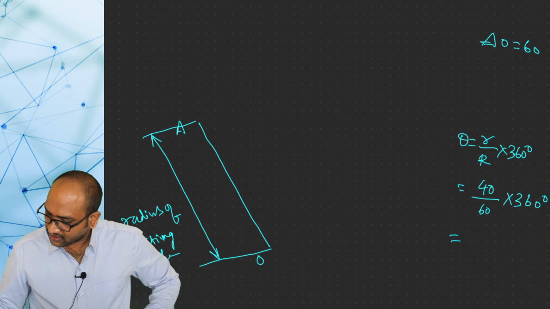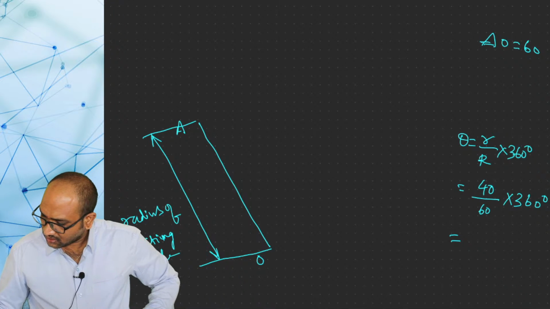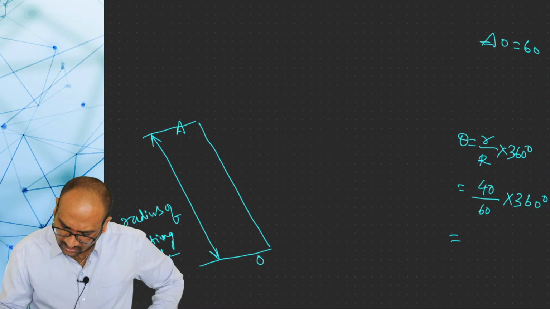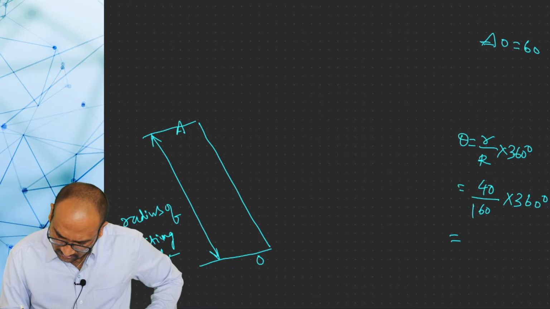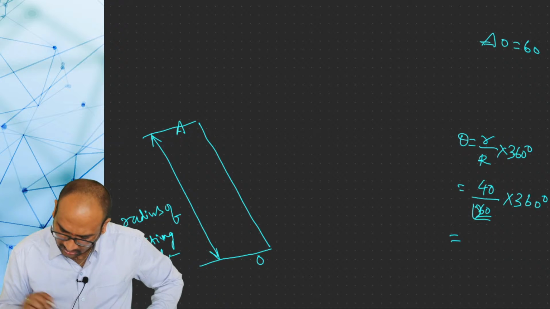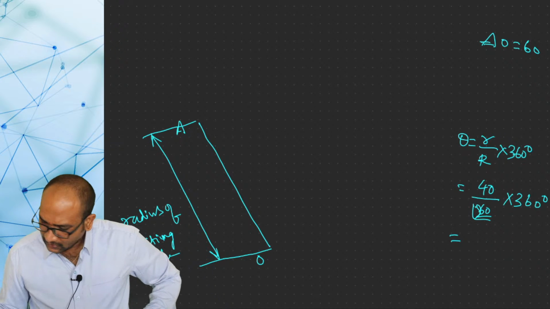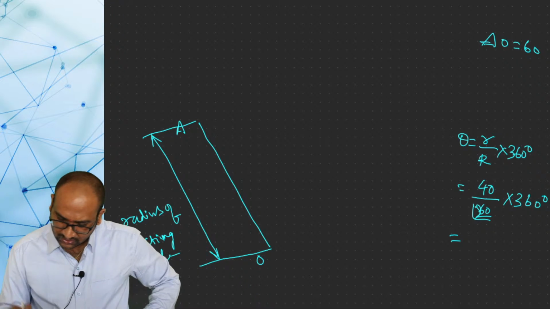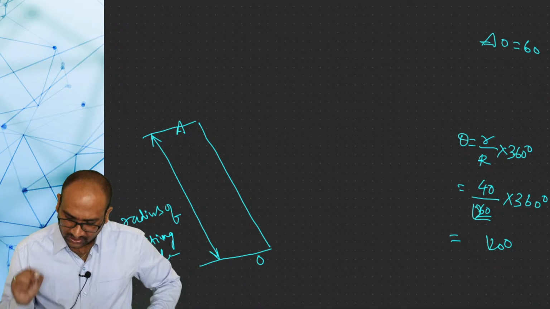Forty divided by 120 into 360. Sorry, this is 120, I'm sorry. So 40 divided by 120 into 360, angle is 120 degrees.